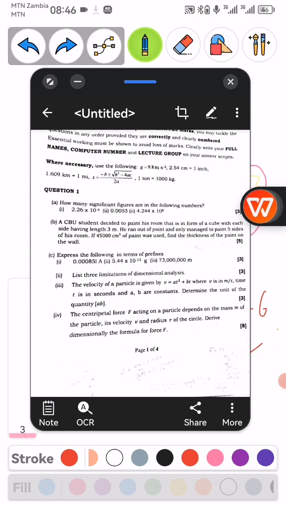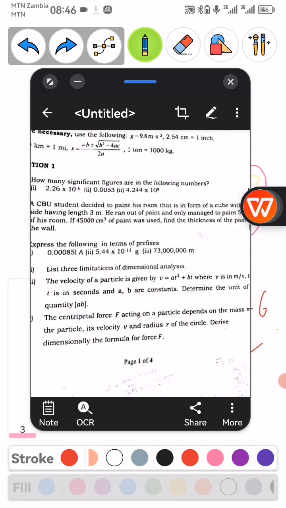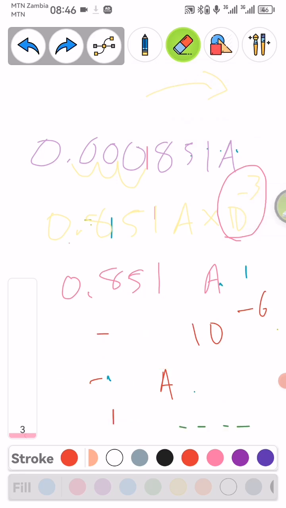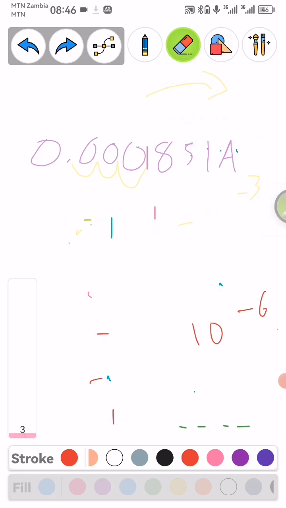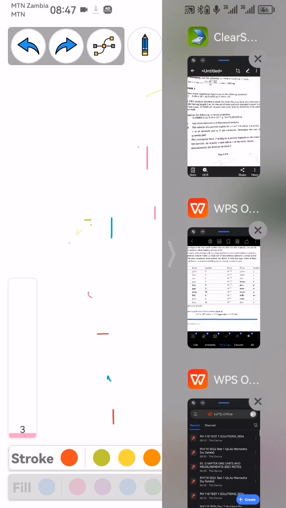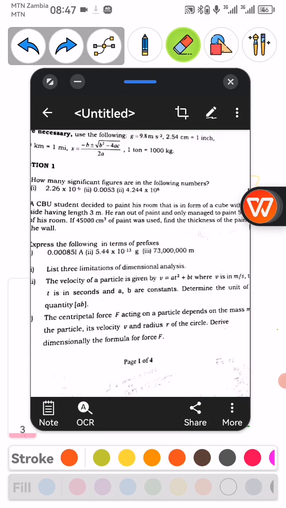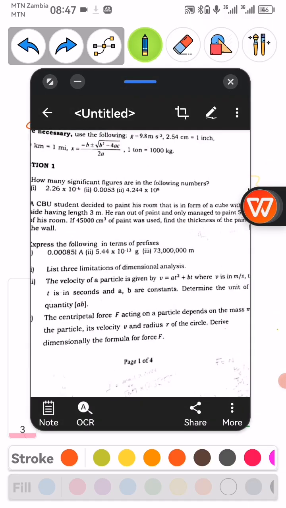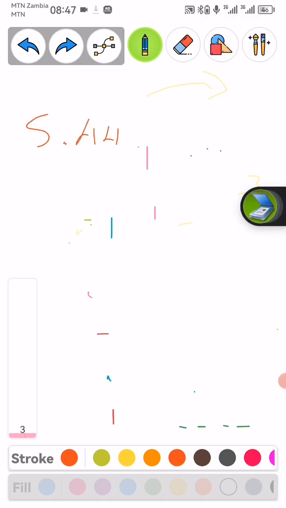And the second one says what? The second one says 5.4 times 10 to the power -13. Let me just clear up my board. Okay, so that's what again? 5.4 times 10 to the power -13. 5.4 times 10 to the power 4 times 10 to the power -13, like that.